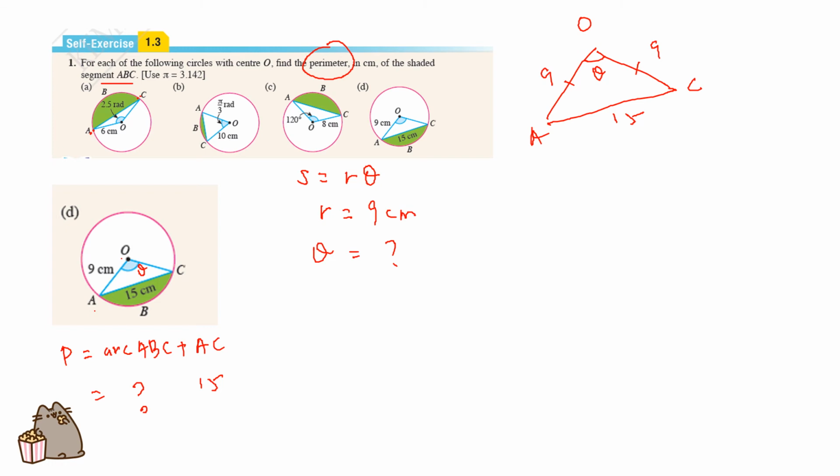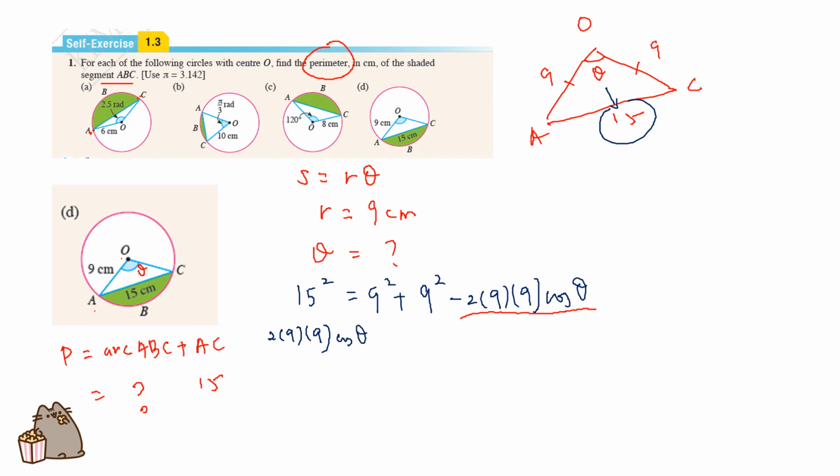We start with the partner of the theta, which is 15. So 15 squared equals 9 squared plus 9 squared, since both sides are the same, minus 2 times 9 times 9 cos theta. You can use your calculator now. I bring this negative 2 times 9 times 9 cos theta over here, so 2 times 9 times 9 cos theta equals 9 squared plus 9 squared minus 15 squared. The 15 squared is transferred over, so positive becomes negative.